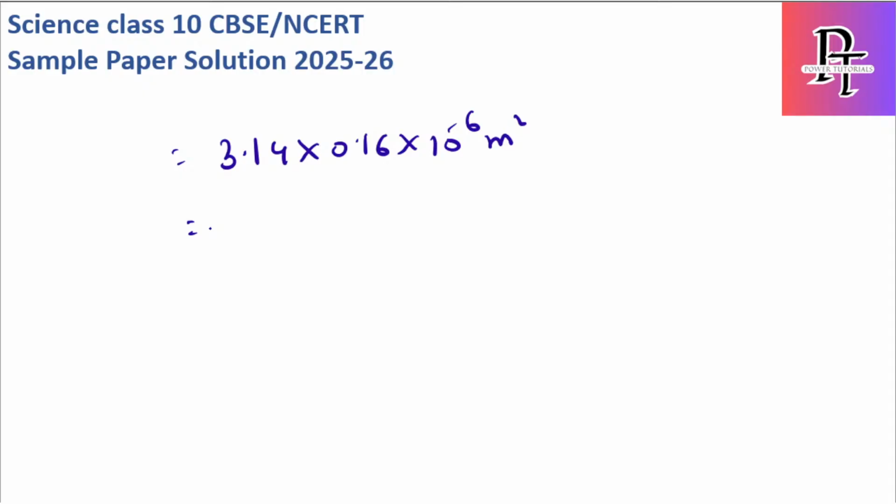1.25 into 10 power minus 6. Usual, can you check again? 3.14 into 0.16. I don't think it will be 1.25. Just check again. 1.25, I don't think so, Usual. It is 3.14 into 0.16. So 16 3s are 48, so it will be more than around 5. It should be the value.